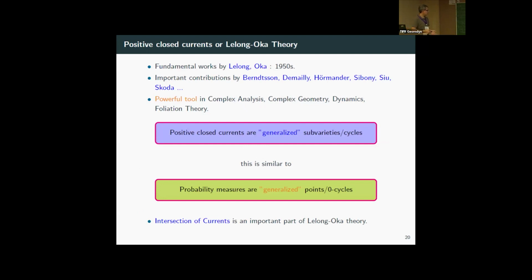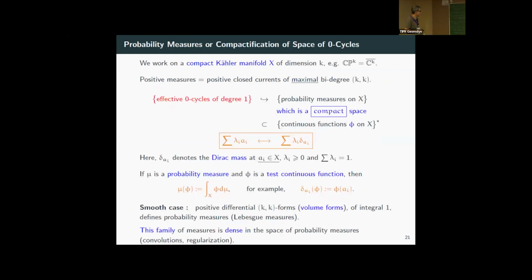As I said before, this is just a generalization of varieties in some sense, similarly to probability measures, which are generalizations of points. However, we are now in higher dimension. For measures, we are in dimension 0, so it's not very interesting to talk about intersection in dimension 0. But in higher dimension, intersection becomes more important. So I will go into the details of this.